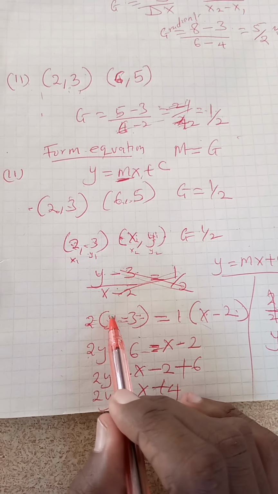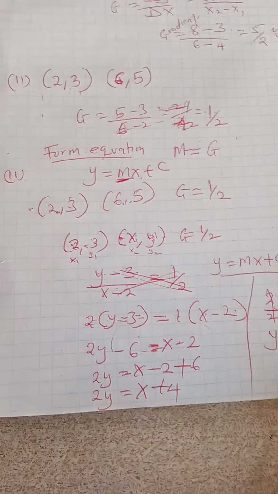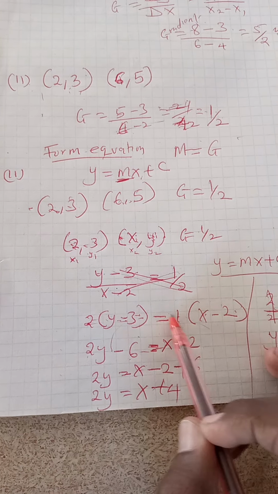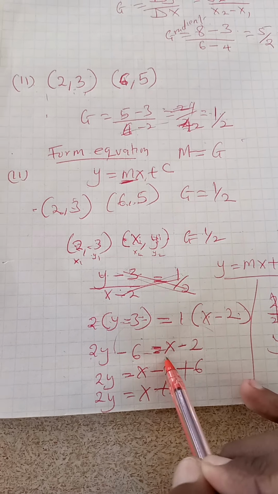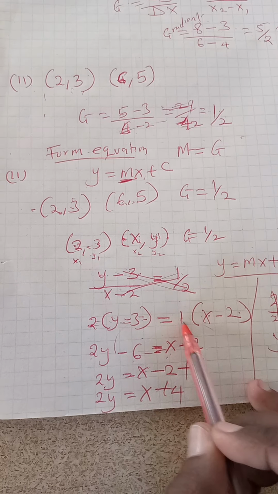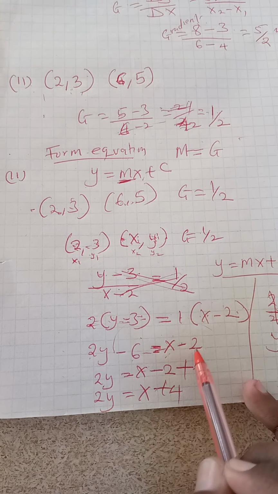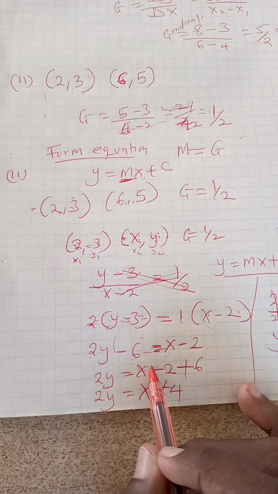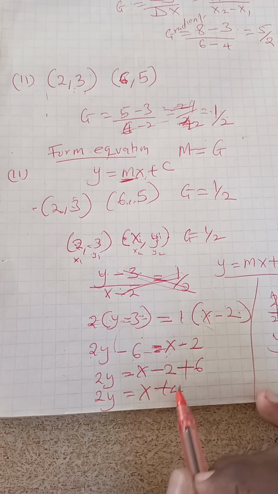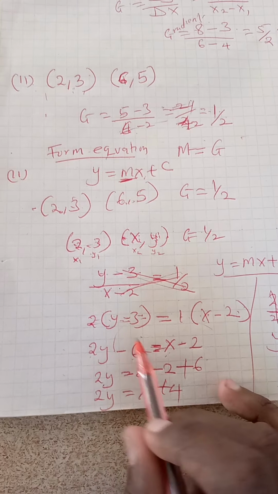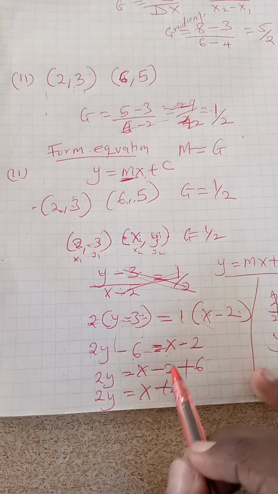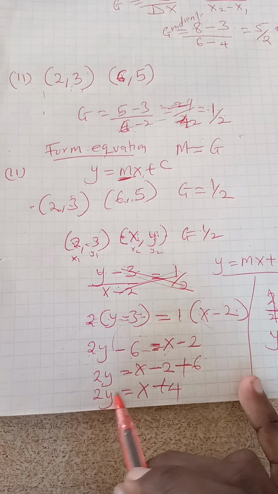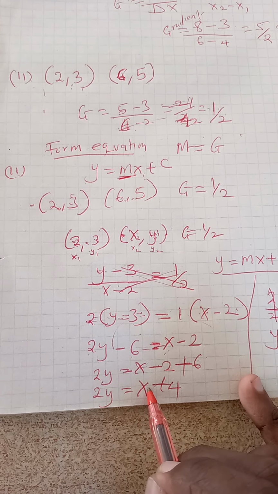Then we open the bracket: we have 2y, then 2 times negative 3 is negative 6. Then x times 1 is x, and 1 times negative 2 is negative 2. Therefore we have 2y minus 6 is equal to x minus 2. Take this one to the other side and you will get a positive. So we have x minus 2 plus 6, which is 2y is equal to x plus 4.